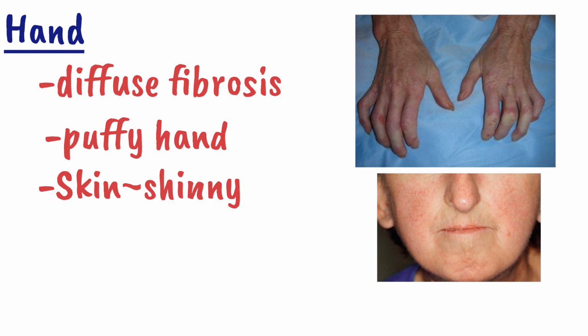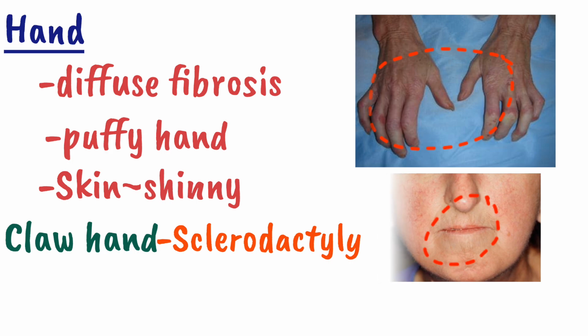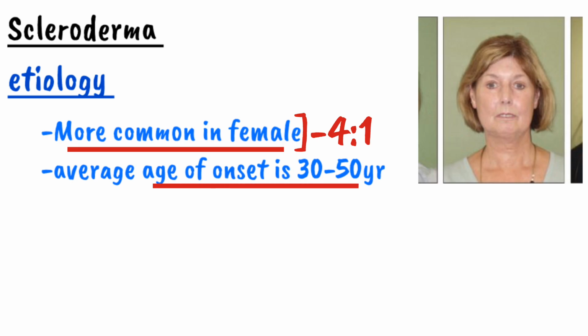and the thickened skin will be hard to pinch and there will be a loss of wrinkles, and later on the hand will appear in the shape of a claw called sclerodactyly. You can see the lip thinning and the sclerodactyly in this image. Scleroderma, like other autoimmune conditions, is more common in female. The female to male ratio is 4:1 and the average age of onset is about 30 to 50 years of age.